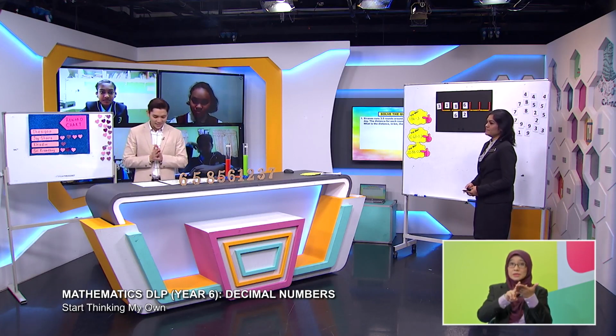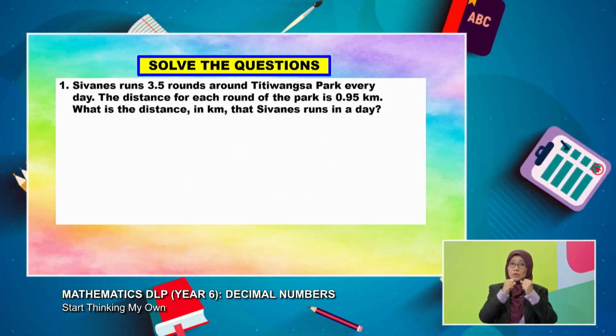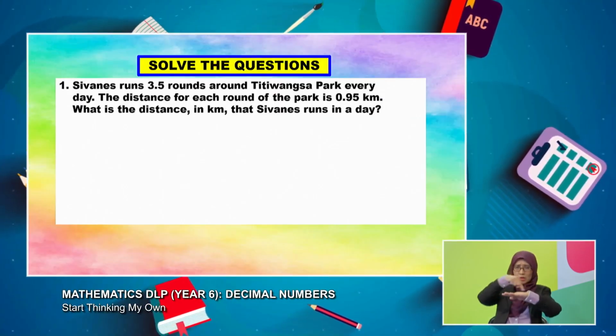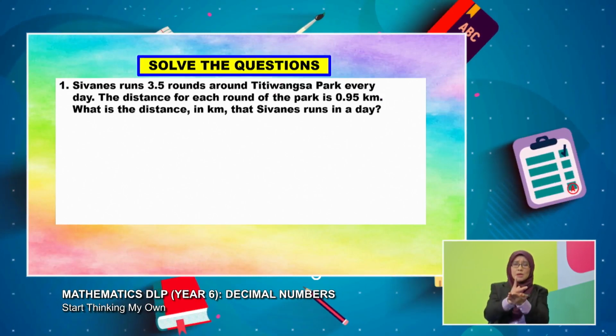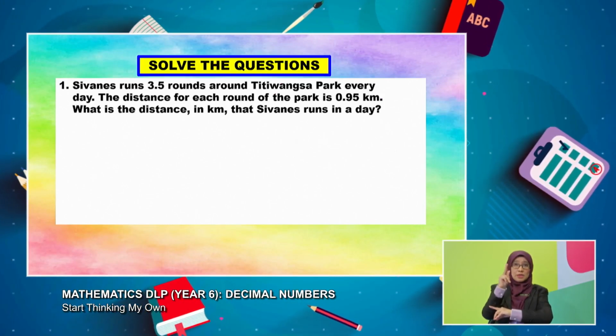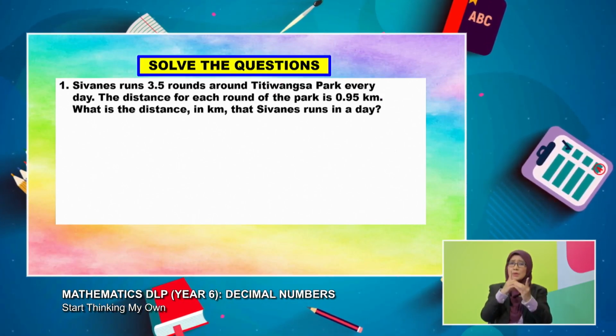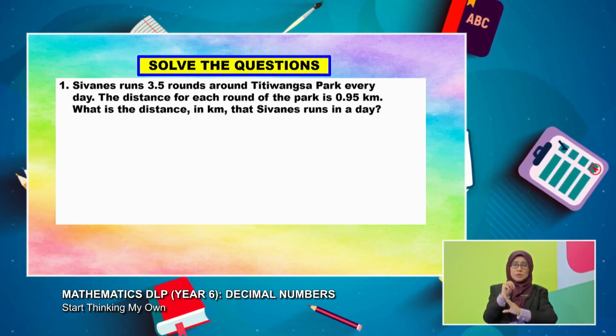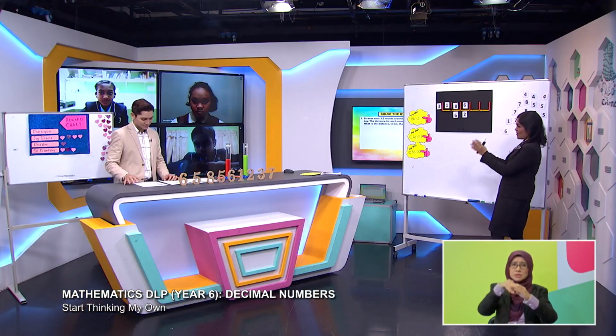Okay, so the question is, Sivanis runs 3.5 rounds around TT Wangsa Park every day. The distance for each round of the park is 0.95 kilometers. What is the distance in kilometers that Sivanis runs in a day? Now the time is yours, kids.